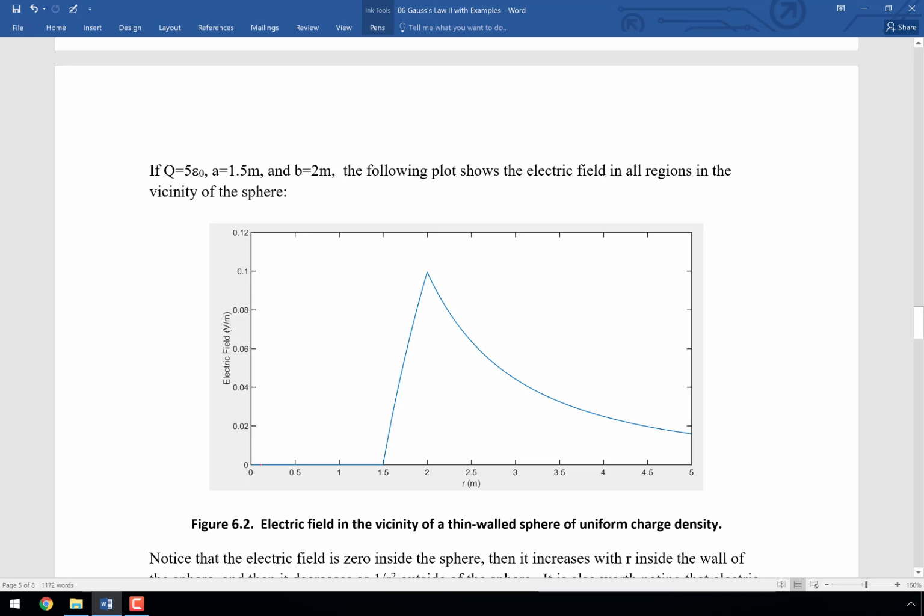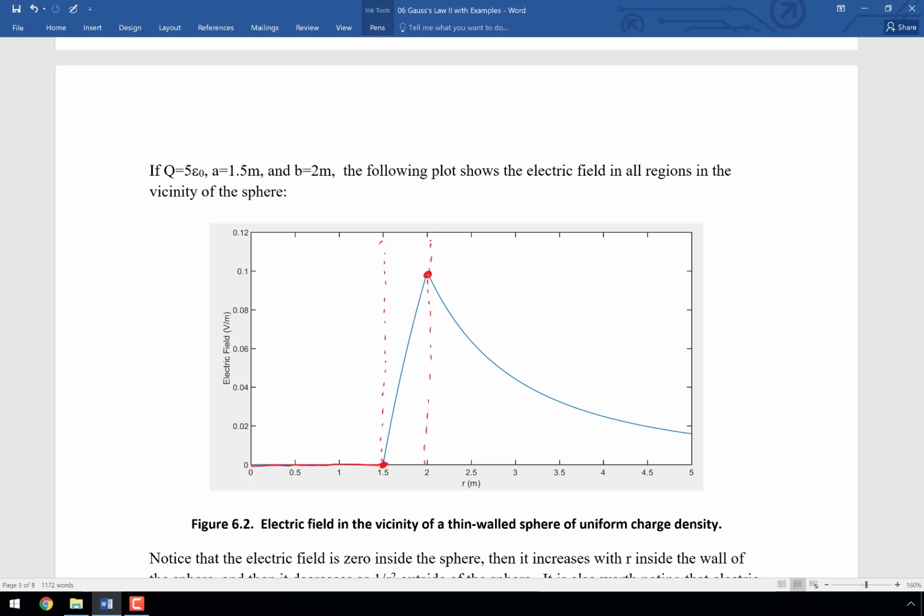And you may not be able to see it very well, but it's 0 here. And then at 1.5 meters, we have a transition. And then at 2 meters, we have a transition. But notice that the curve is continuous at both of those transitions. It's continuous at the inner wall, and it's continuous at the outer wall. And notice again that when we're within the region of charge density, the electric field is increasing according to r, and when we're outside the outer region, it starts to decrease as 1 over r squared.